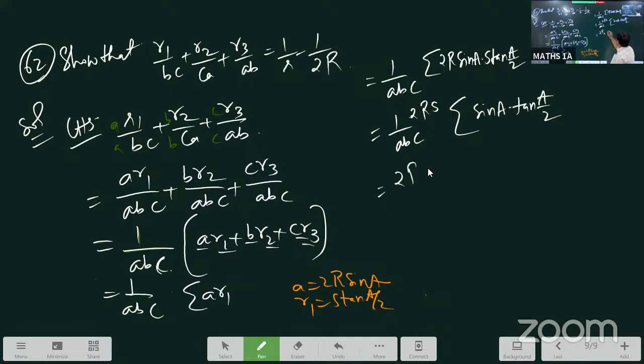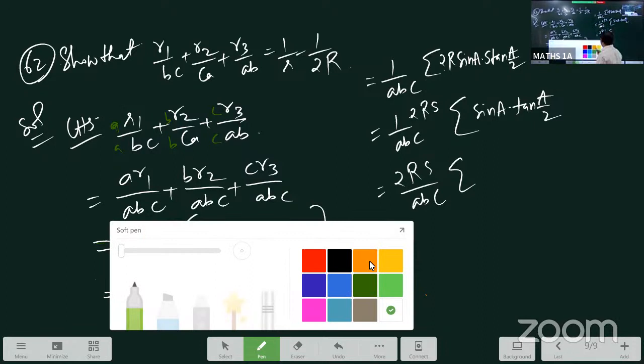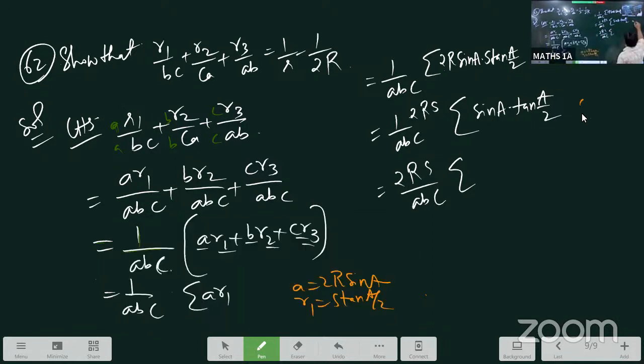Now 2RS by ABC summation. Now the next formula I'm going to write is sin A. What is that sin A formula? It is 2 sin A by 2 cos A by 2. Is it clear? 2 sin A by 2 cos A by 2.